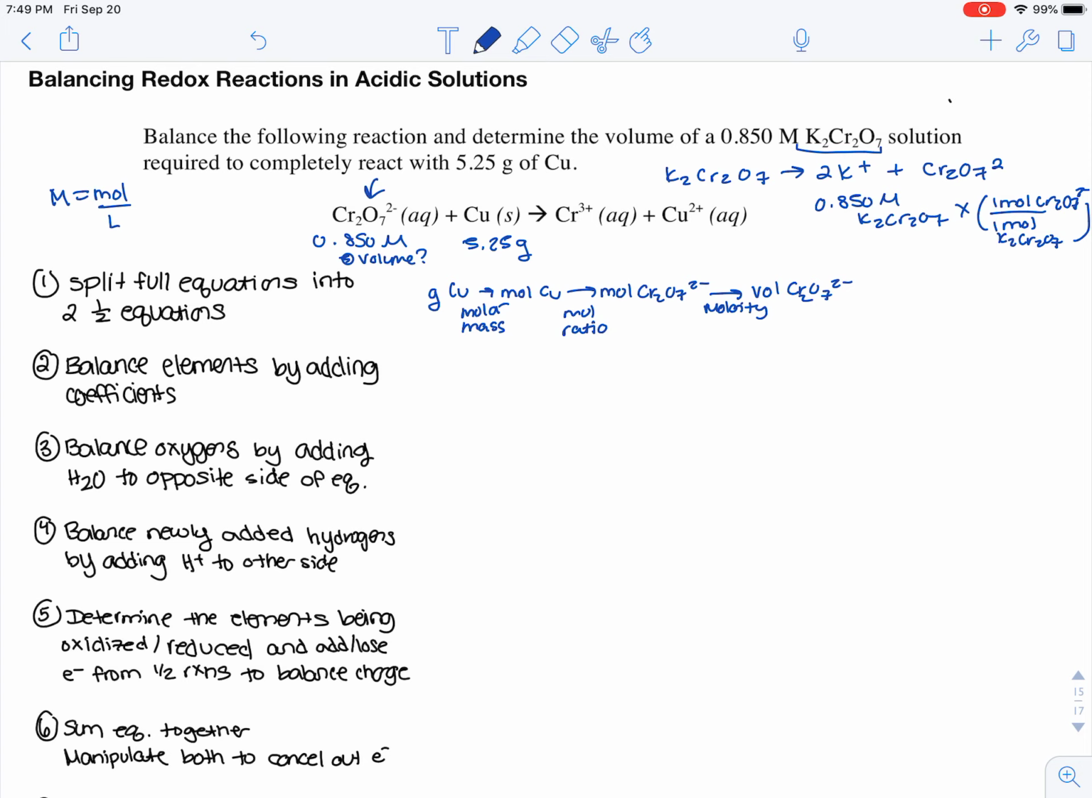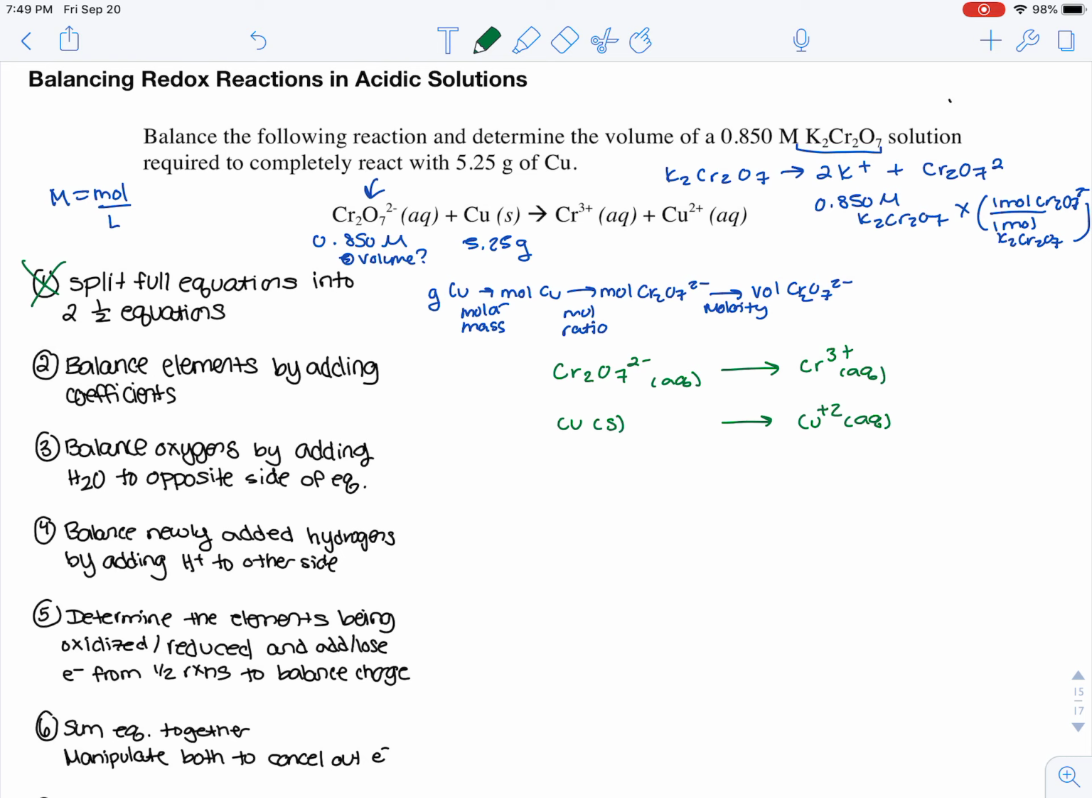So the first step is to write 2 half reactions. So split the full equation into 2 half reactions. Cr2O7 2 minus will be split with Cr3 plus, chromium 3 plus ion, and copper solid with copper 2 plus. So I did my first step, split the full equation into 2 half equations.